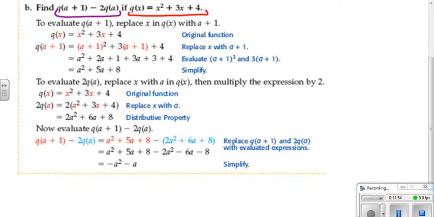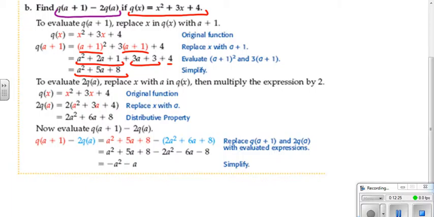So instead of x squared plus 3x plus 4, it's a plus 1 squared plus 3 times a plus 1 plus 4. A plus 1 squared becomes a squared plus 2a plus 1. 3 times a plus 1 becomes 3a plus 3, and still add 4. Then combining all of our like terms, we get a squared plus 5a plus 8. So that was one part of it.